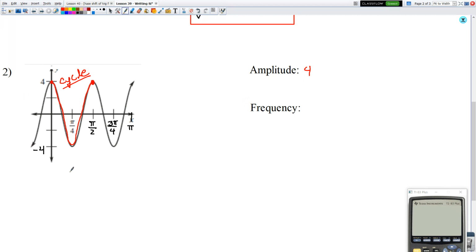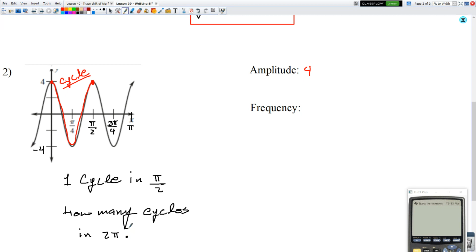Well, we know that we do one cycle in pi/2. So how many cycles in 2 pi? To figure out the frequency, we need to see how many cycles there are in 2 pi. We know that every half pi, you complete a cycle. So how many halves do you need to get a whole 2 pi? Notice that here, we complete the cycle 4 times.